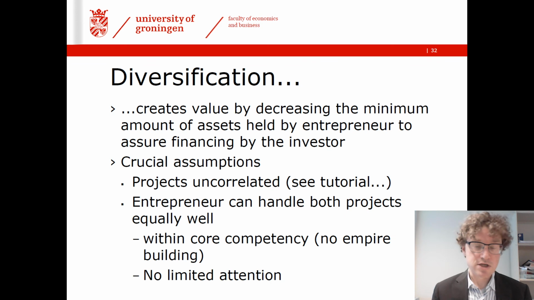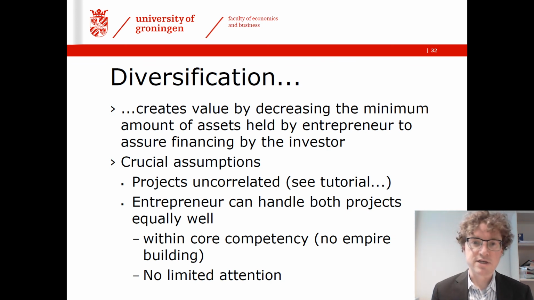A crucial assumption, I should say, is that these two projects are uncorrelated. Remember, that was the assumption that we made. So the probability of success of both projects is going to be pH squared times R. That reflects that the successes of the two projects are uncorrelated. And in fact, in the tutorial, we are going to look at what happens if that's not the case.